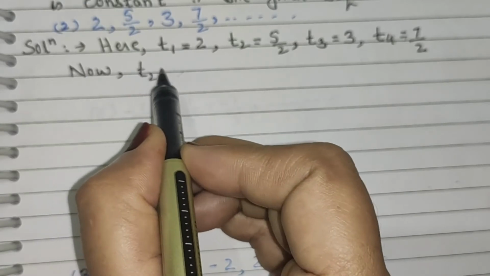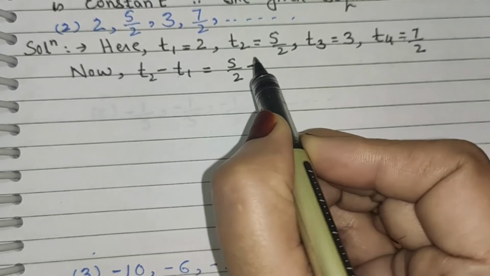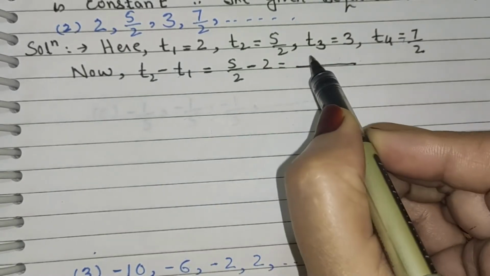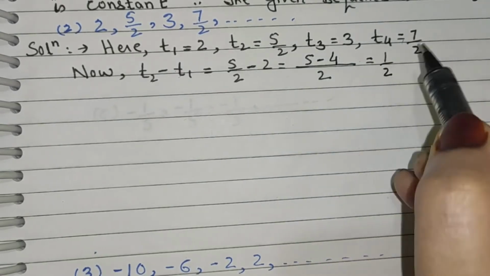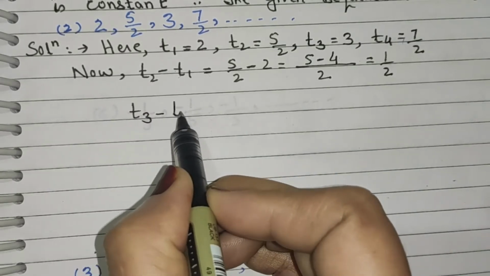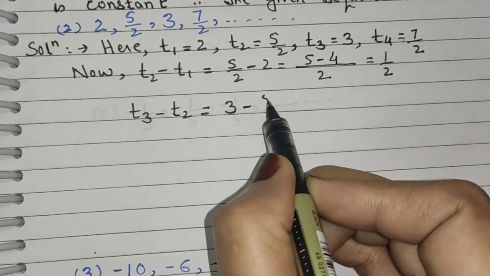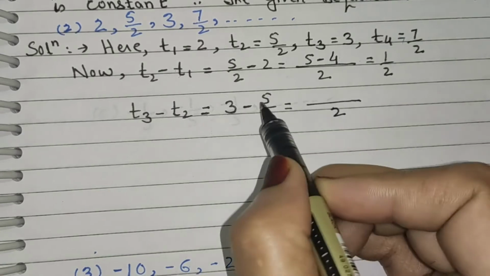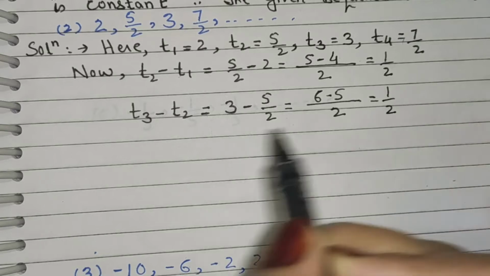Now T2 minus T1, 5 upon 2 minus 2, take the LCM 2. Now cross multiply, we get here 5 minus 4, which is equal to 1 upon 2. Next one, T3 minus T2, T3 is 3 minus, now the value of T2 is 5 upon 2. Take the LCM here, 2, cross multiply, 6 minus 5, we get here 1 upon 2.